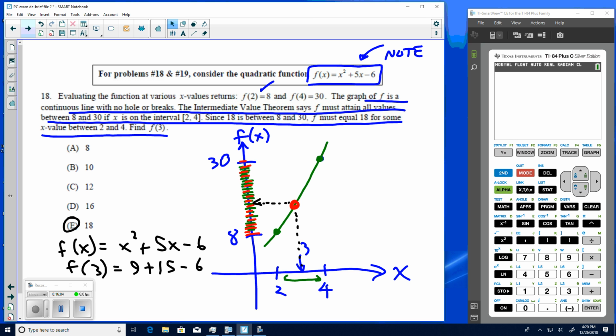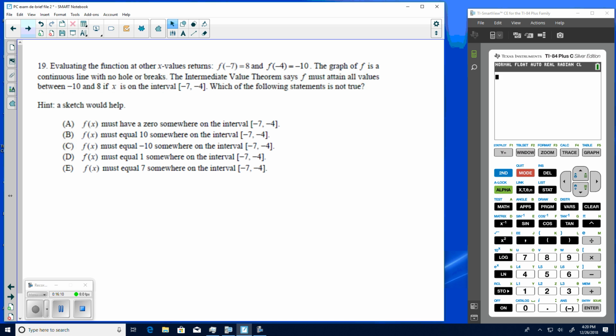Okay. Now, why all the rigmarole about the intermediate value theorem? Because this next problem, again, addresses the intermediate value theorem. So let's get a little picture going. It says a sketch would help, so I think, smart idea. If it says draw a sketch, you should probably draw a sketch.